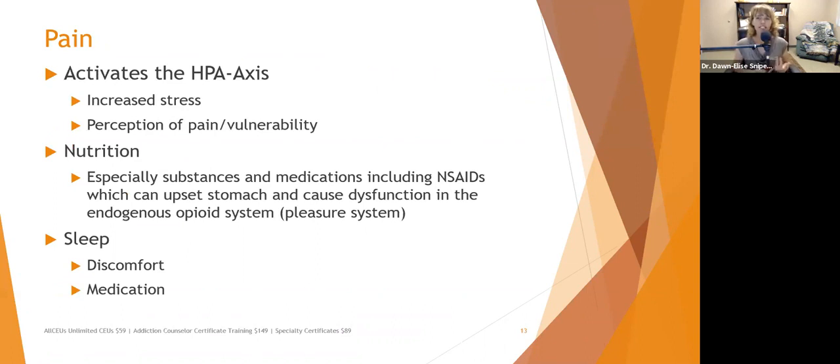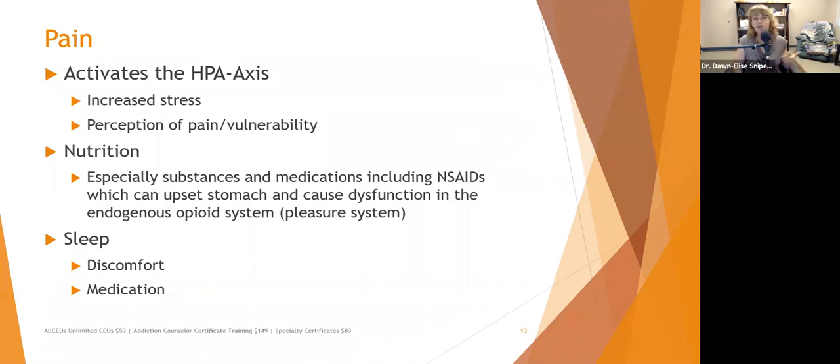Nutrition, especially substances and medications, including NSAIDs, non-steroidal anti-inflammatory drugs, can upset your stomach and cause dysfunction in the endogenous opioid system. Now, we talked about that earlier. The opioid medications may cause dysfunction in the endogenous opioid system, which can lead to feelings of depression.